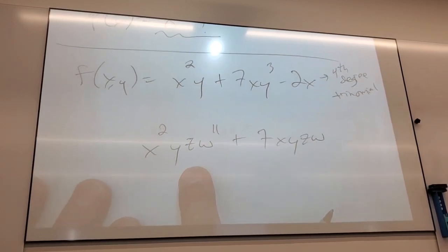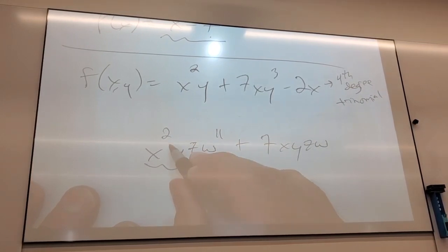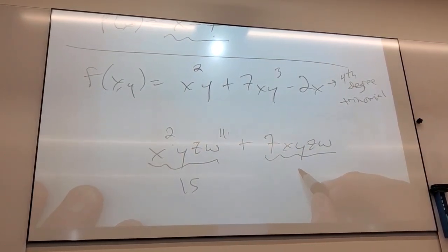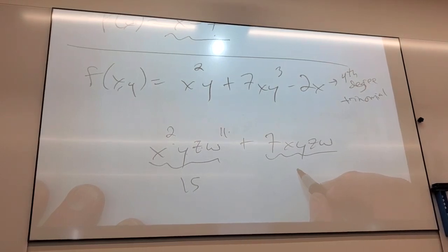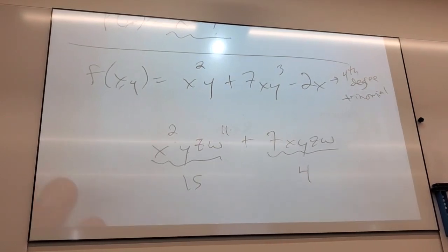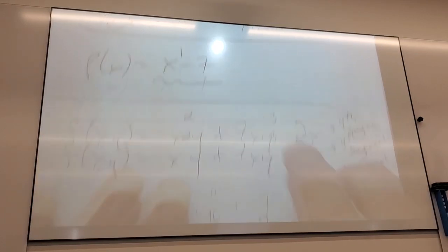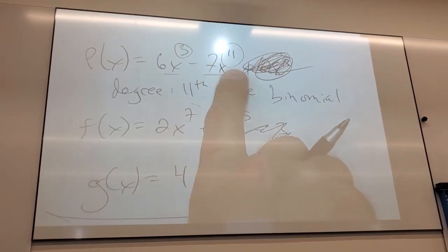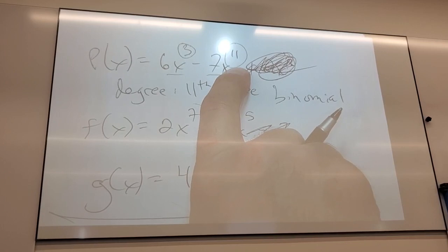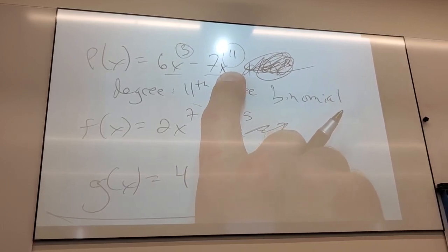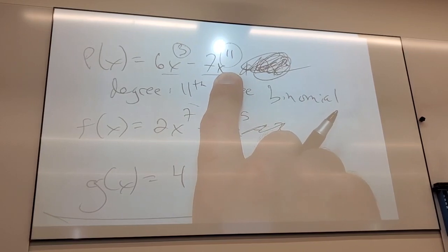What's the degree of this first term? 15. Yeah, 2, 3, 4, 15. Degree of this guy? 4. So the 7 doesn't count. It's a constant. So degree gives me an idea of how quickly it's going to grow. Would you all agree this one's going to grow very quickly? Because when I raise something to the 11th power, that gets stupid big. In this case, negative.